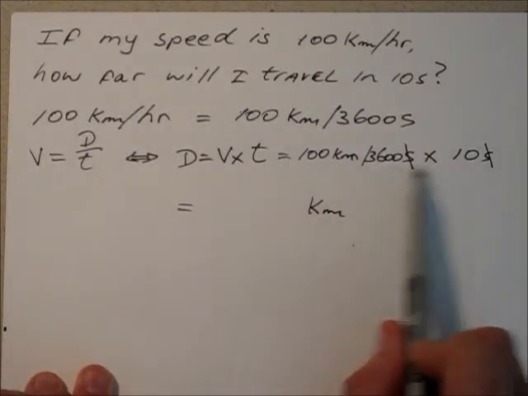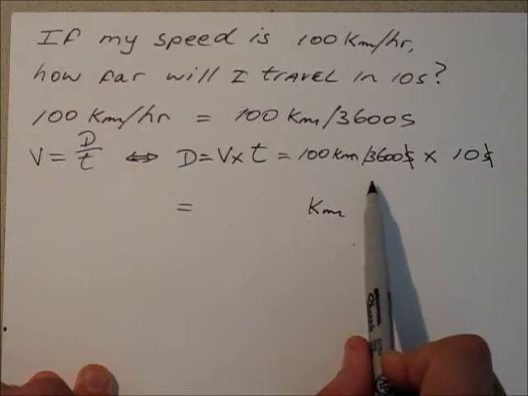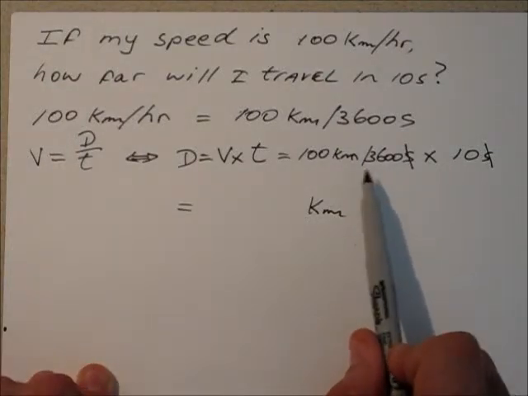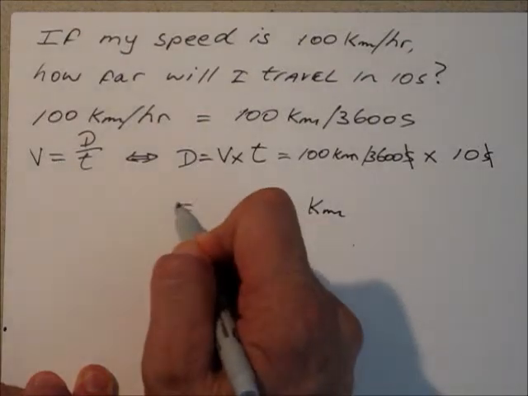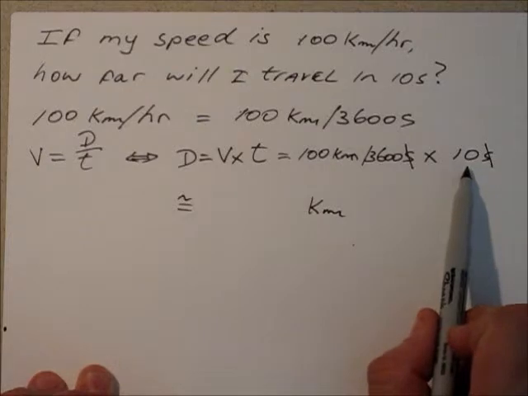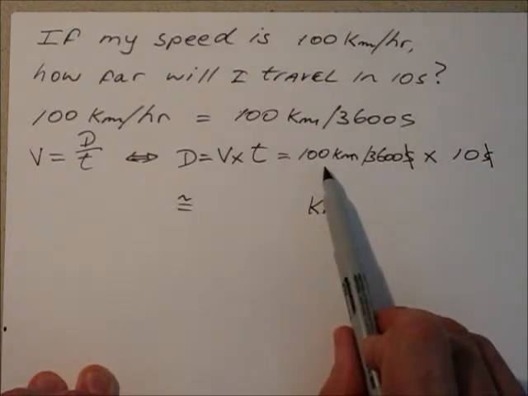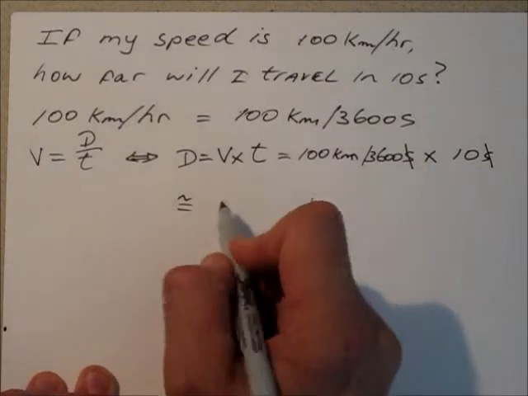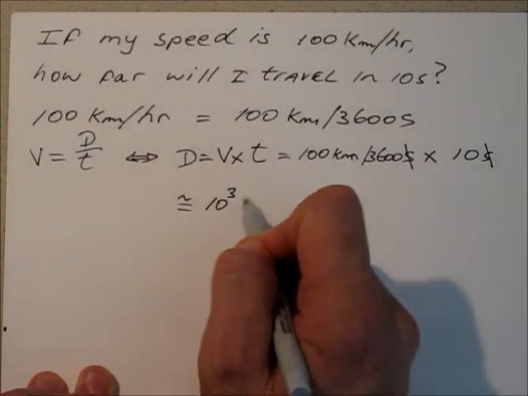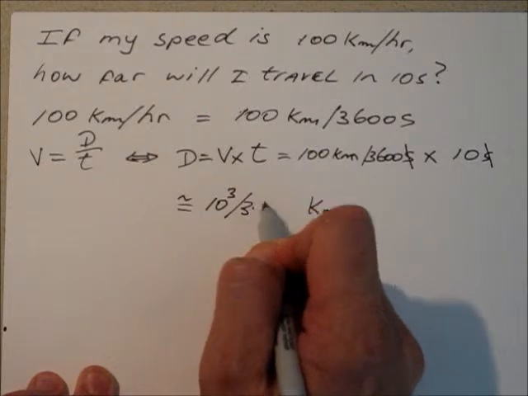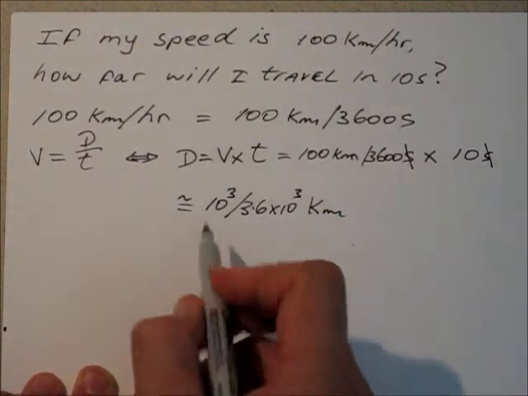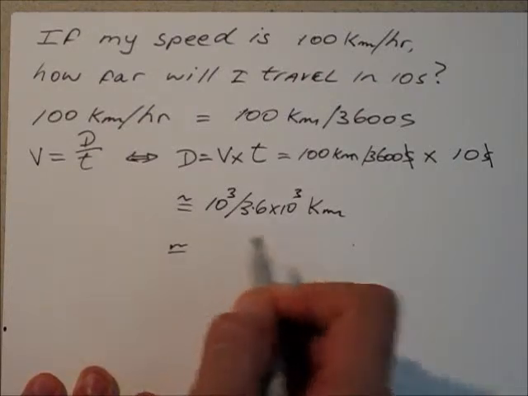Now, to do the calculation, you just plug these numbers into your calculator. I don't even think I'll bother doing it. I'll just do it approximately in my head. So I'm going to make this an approximate value here. Well, this is 10 multiplied by 100, which is 1,000. So that's actually 10 to the 3, and it's divided by 3.6 times 10 to the 3. I've got my units worked out, so that's fine.